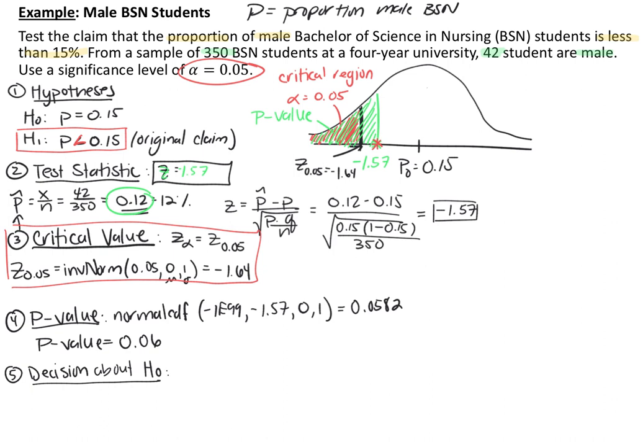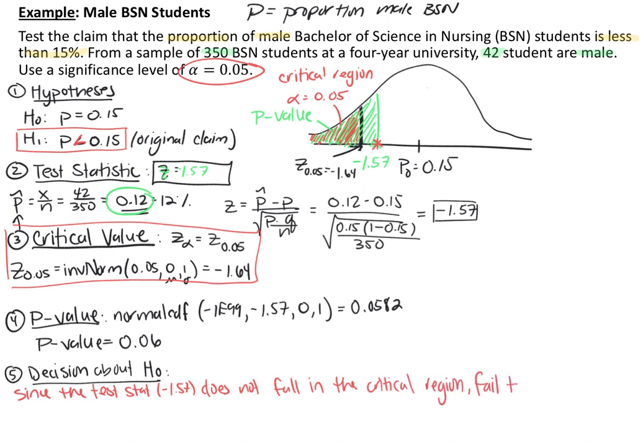So I'll write here that since the test statistic, and remember that test statistic is negative 1.57, does not fall in the critical region, we're going to fail to reject the null hypothesis.